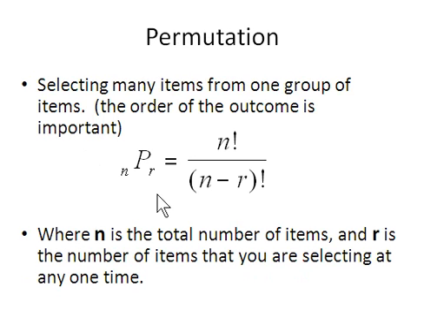This scenario is called a permutation. This is where we select many items from one group of items, and the order of the outcome is important. A permutation is a counting technique where n is the number of items, and r is the number of items we're taking at a time. We take n factorial and divide it by n minus r, quantity factorial.